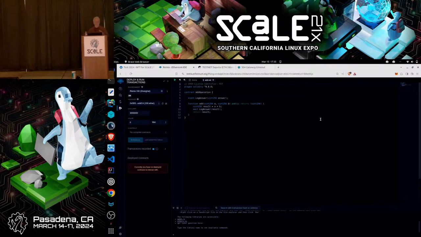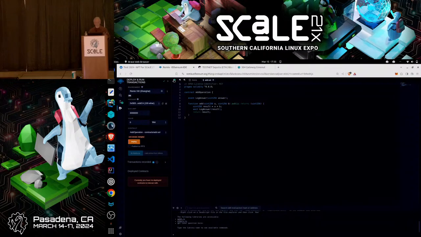Okay, this is the online development environment for Solidity. And what you can see here is what I do, I'm adding two numbers. The way it works is I compile the code, I turn it into bytecode. Then I go down to deploy, and in this case, I'm going to deploy it to a local virtual machine. I could just as easily deploy it out to a test net.